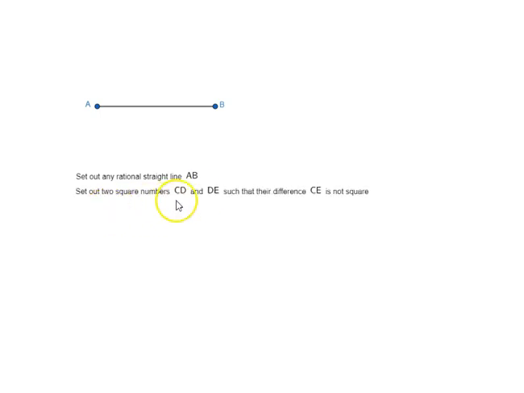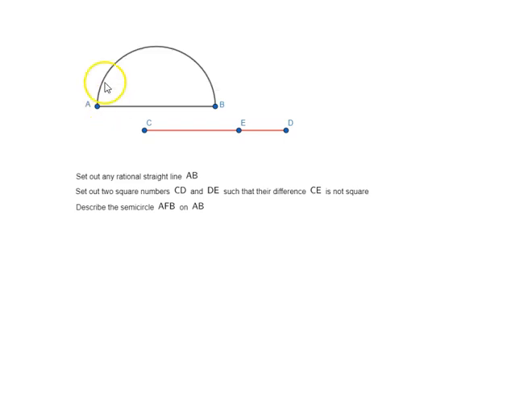Set out two square numbers CD and DE such that the difference CE is not square. Okay, let's do that. So we have CD, which is a square number. DE is also a square number, but CE is not a square number. Describe the semicircle AFB on AB. So let's first draw the semicircle. Now on this semicircle, we have to find a point F so that we can form a triangle. And that point has to pass through the semicircle.